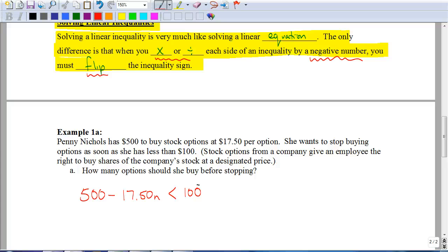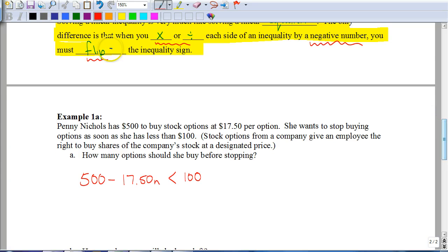Okay, so now we're just going to solve this equation like we normally would. I'm going to start by subtracting 500 from both sides. When you do that, make sure you don't forget to carry down that negative, because otherwise that would throw off your whole answer. So here I get negative 1750n is less than negative 400.